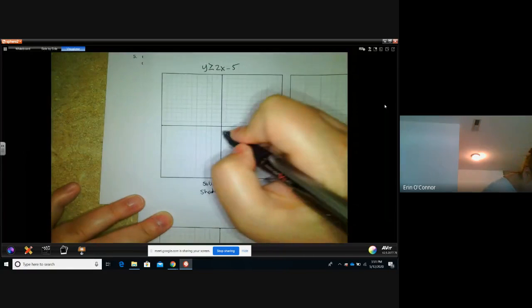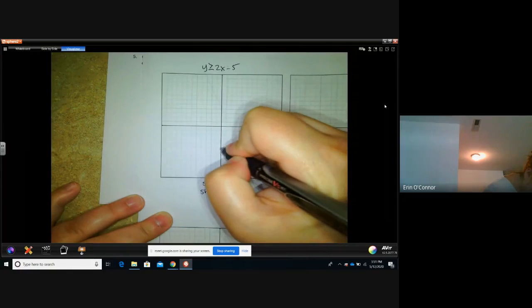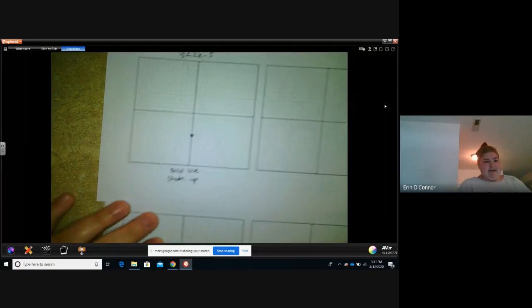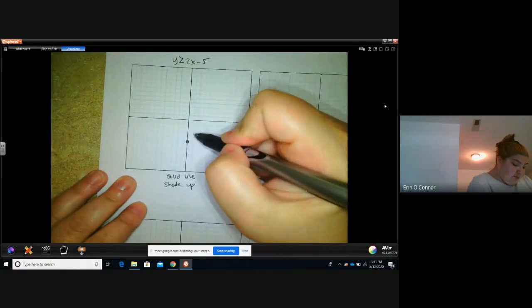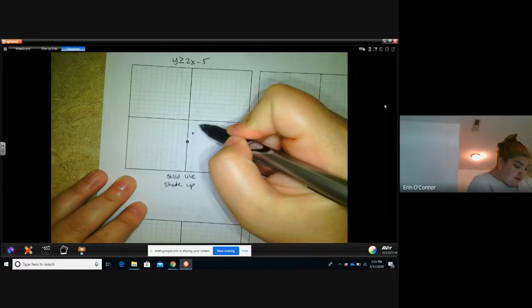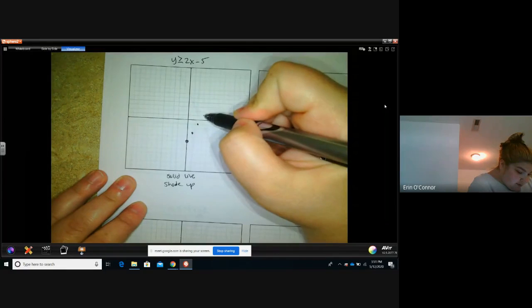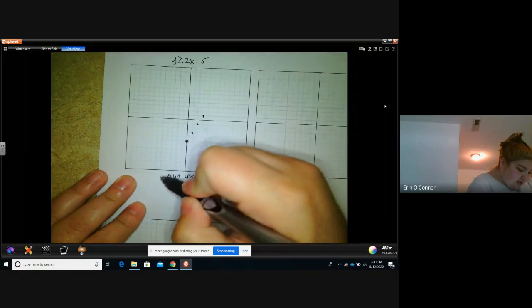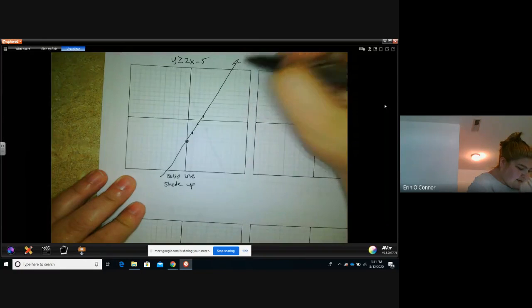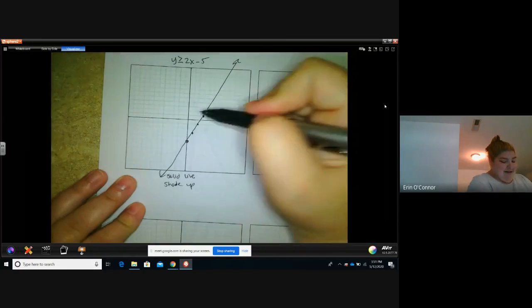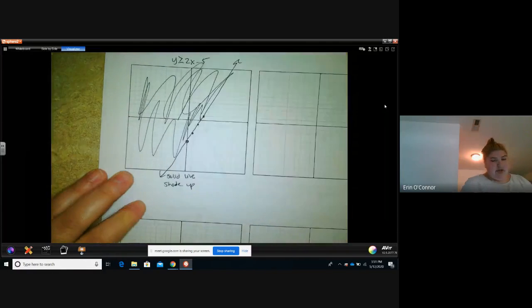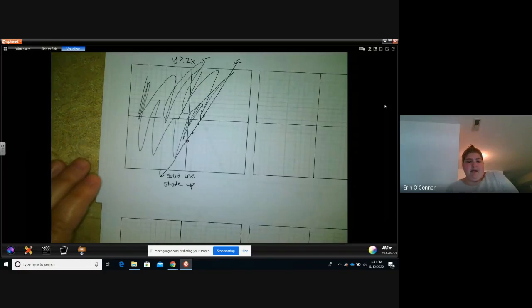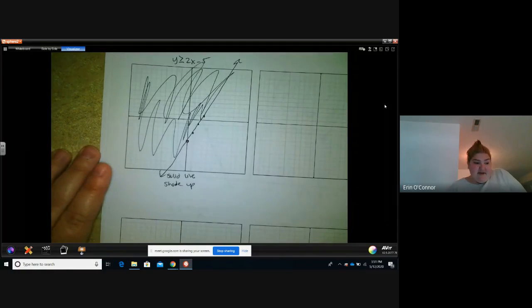So let's start with negative 5. 1, 2, 3, 4, 5. Negative 5 on the y-axis, because that's my y-intercept, my b. And then my slope tells me to go up 2 over 1. Once you have a general gist of which way this is going, you can draw your line. Now again, start on the line and shade up. So you shade that area right there. And that is how you graph linear inequalities.